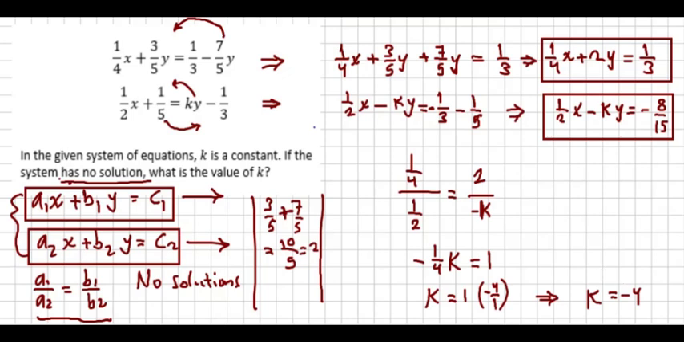That's the value of K, negative 4, that if it's replaced with the value of K here, the system will have no solutions. I hope you understand this, and see you in the next video.